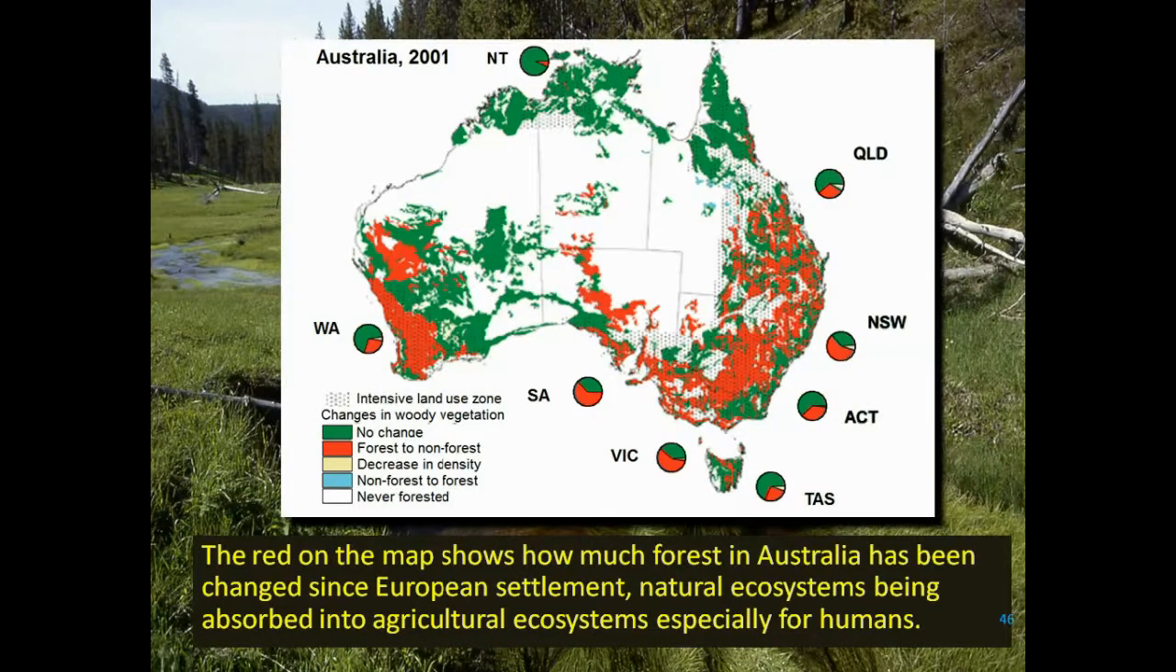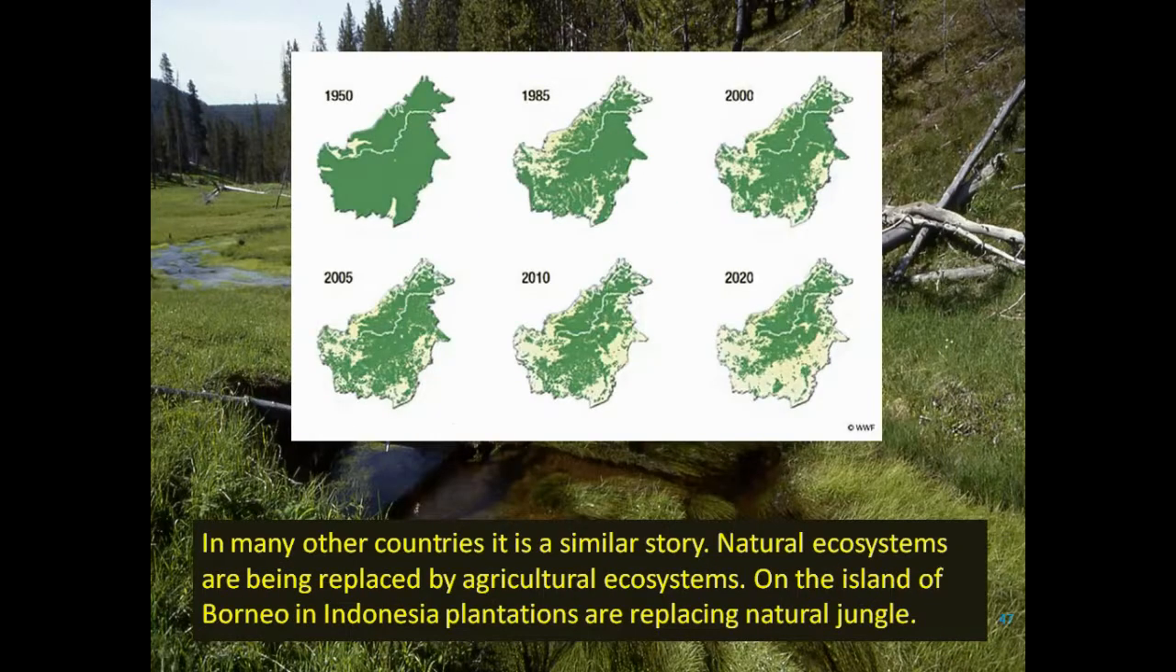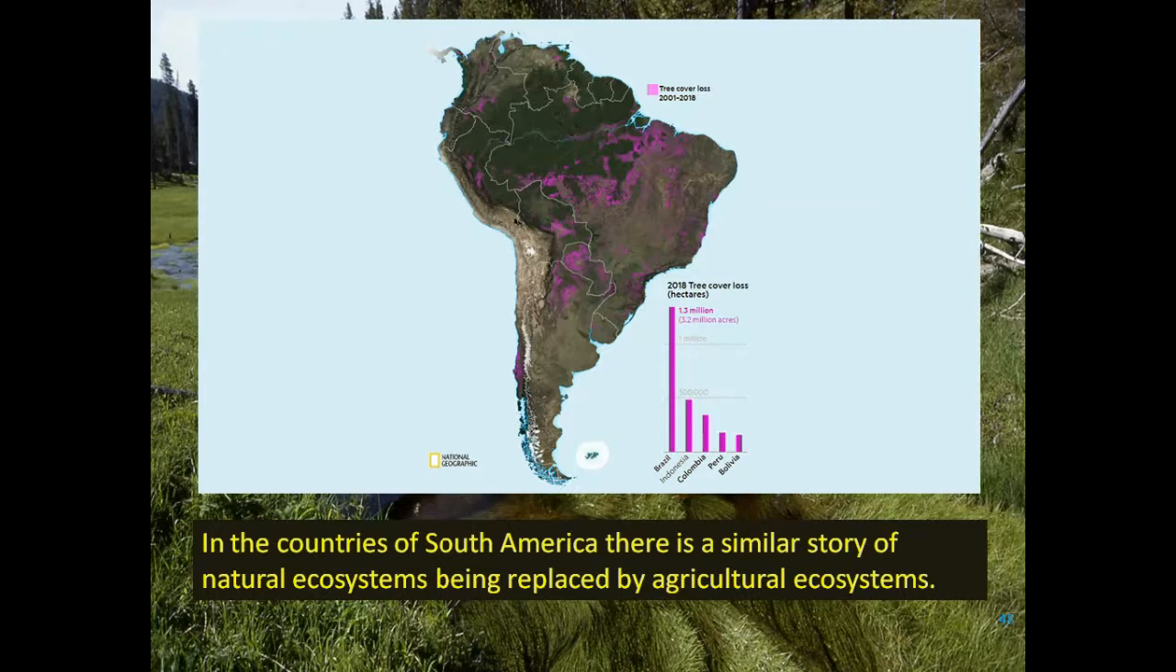The red on the map shows how much forest in Australia has been changed since European settlement, natural ecosystems being absorbed into agricultural ecosystems, especially for humans. In many other countries, it is a similar story. Natural ecosystems are being replaced by agricultural ecosystems. On the island of Borneo in Indonesia, plantations are replacing natural jungle. In the countries of South America, there is a similar story of natural ecosystems being replaced by agricultural ecosystems.